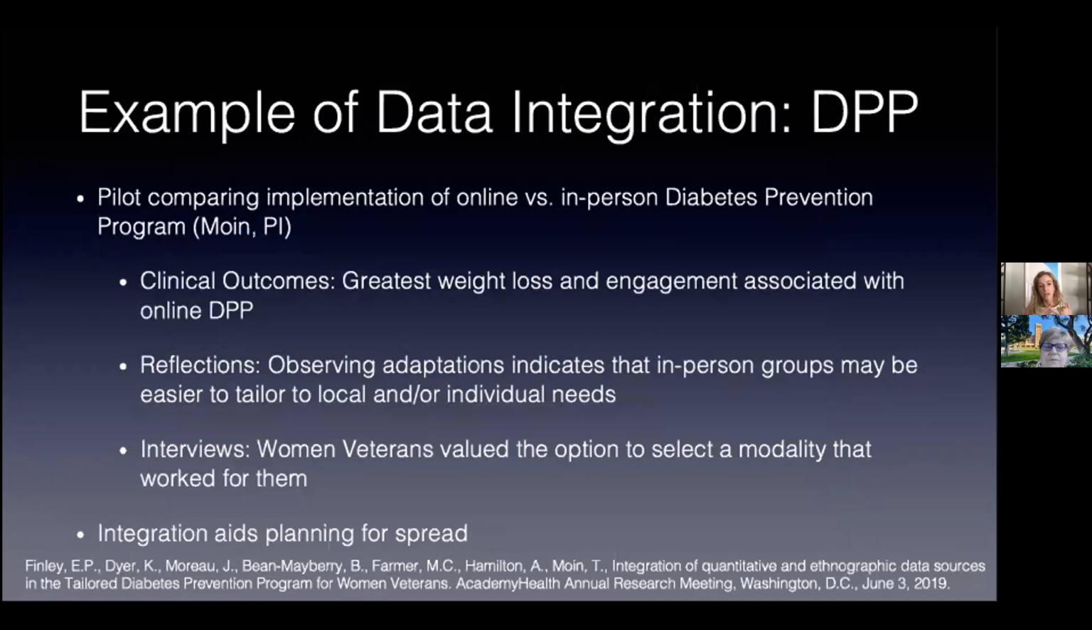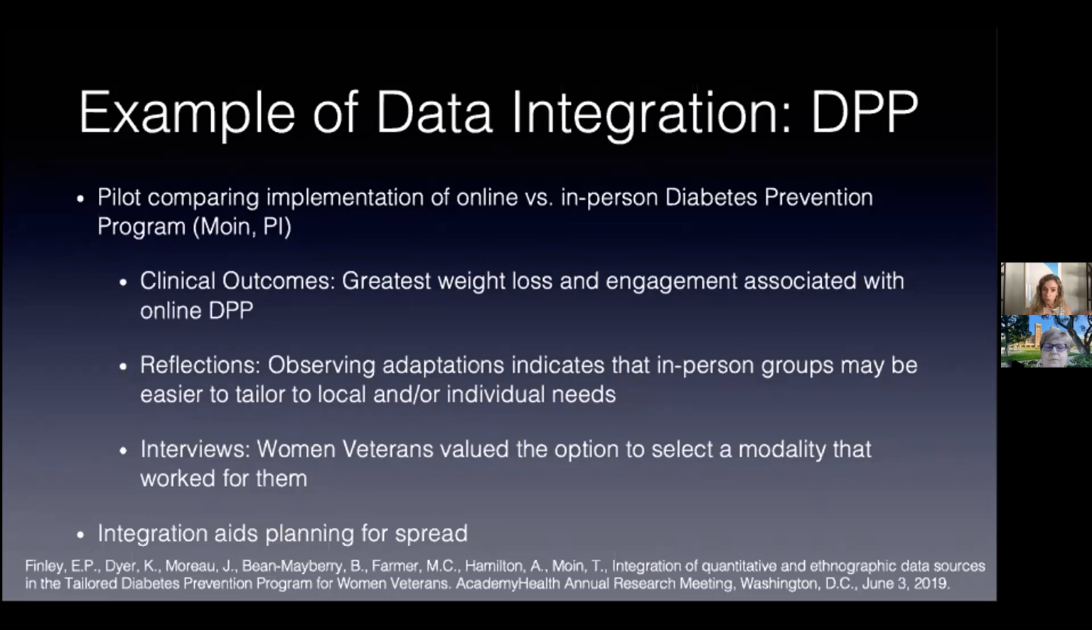So for example, if you were comparing the online version of DPP versus the in-person version of DPP, the story you got out of the clinical outcomes was really that there was greatest weight loss and greatest engagement in ongoing activities associated with the online DPP option. So just in terms of clinical options, that was clearly the option that had the best clinical outcomes for the women veterans involved. If you look at the reflections data, one of the things we saw was that adaptations occurred much more frequently in the in-person groups. So the in-person groups were maybe easier to tailor to local needs or individual needs. So that was a piece of the story.